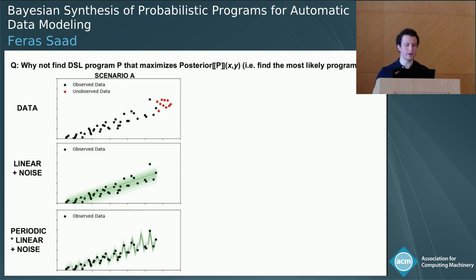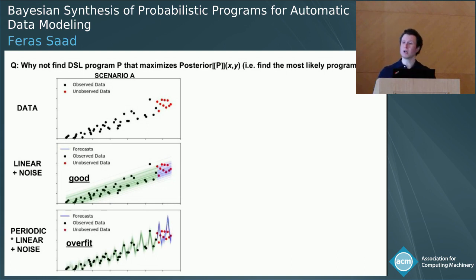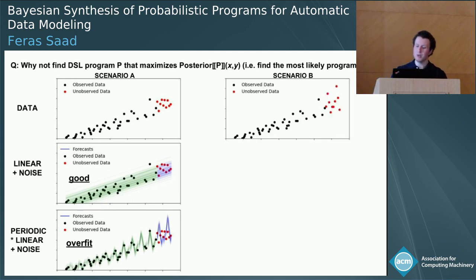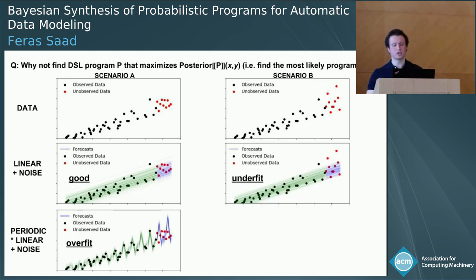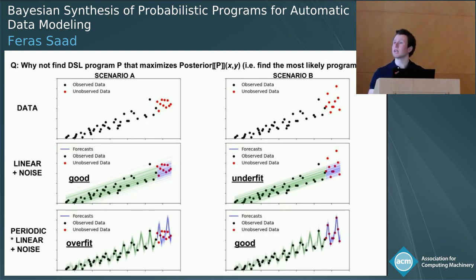Now consider this scenario, where my unobserved data is shown in red. In this case, the predictions from my linear model are pretty good. Even though it may seem to somewhat underfit the observations, it actually gives reasonable predictions, whereby it's clear that my periodic model has completely overfit because the periodic structure does not correctly generalize. Now, in scenario B, where there is in fact periodic structure, my linear model gives me an underfit. There's data points which are clearly outliers, whereby my periodic model actually gives me good predictions.